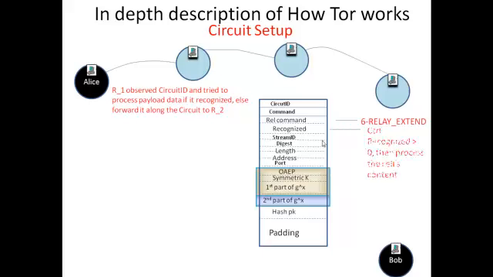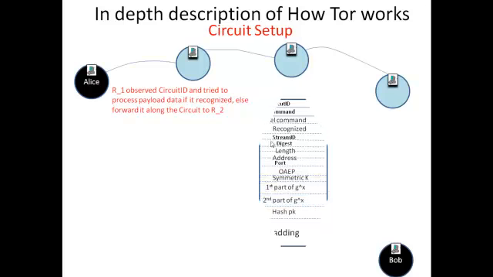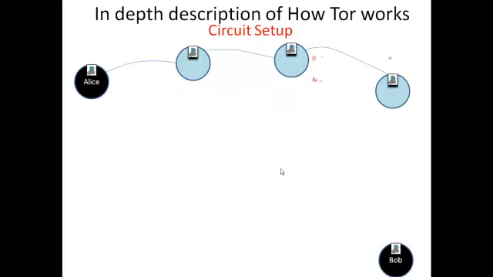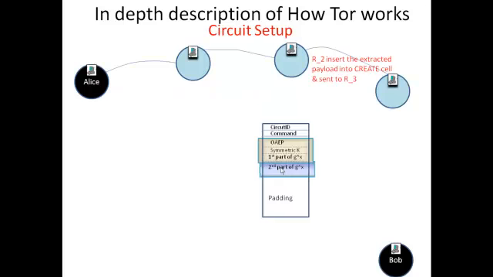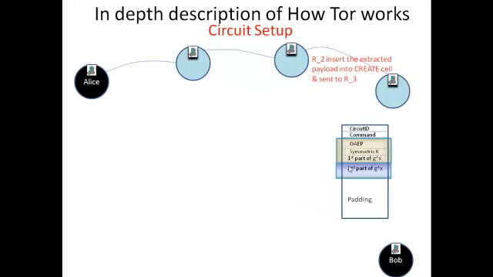So it uses that information, the IP address and the port number, to send. It will extract the TLS handshake request, generate a create cell, place it as the create cell payload, and send it to the last node.